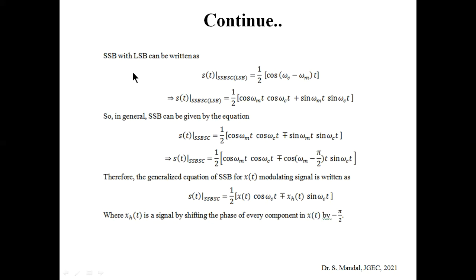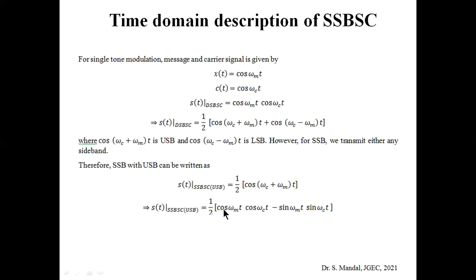Now SSB with LSB can also be written as half into cos(ωc − ωm)t. So s(t) for SSB-SC LSB can be written as half cos ωmt into cos ωct plus sin ωmt into sin ωct, just by expanding this term cos(ωc − ωm)t. Okay, so in general, you can see that we got two equations.